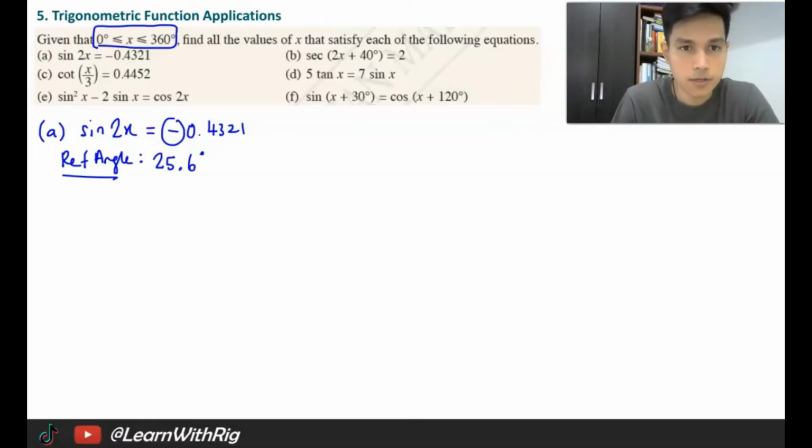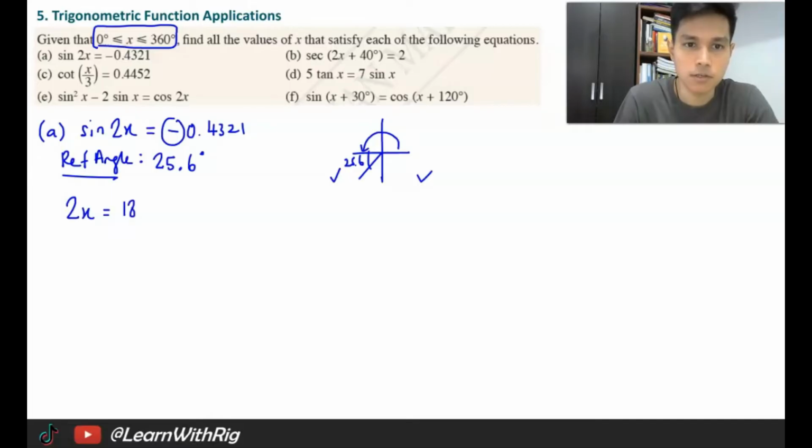First thing, you already shifted the sine inverse, right? So now you are left with 2x. So 2x is equals to, first of all, try to recall, here is sine and this is negative. So negative sine means quadrant 3 and quadrant 4. Correct? So quadrant 3, how do I find the angle? Here is 25.6. So you must take 180 plus 25.6. That's the first angle.